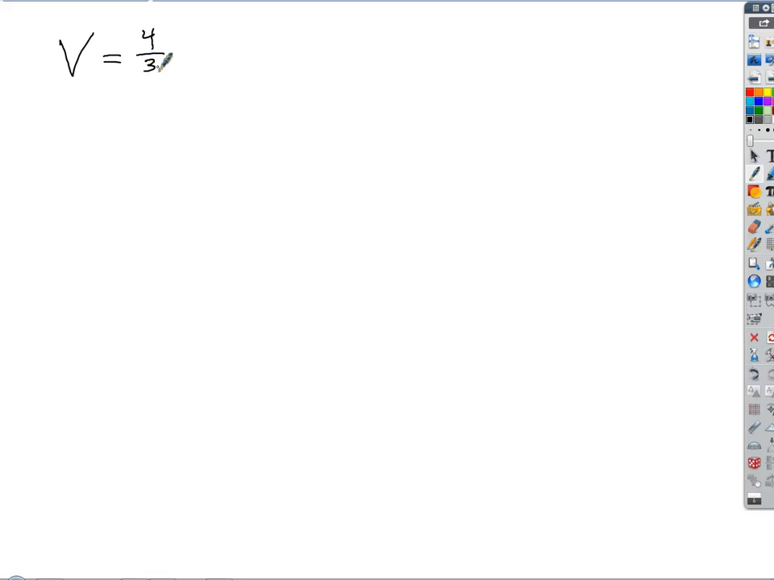A sphere's volume is only dependent on one parameter. What's that? So the radius must be cubed, right? There we go. 4/3 pi r cubed. Okay, that's the volume. So that's V of R, right?